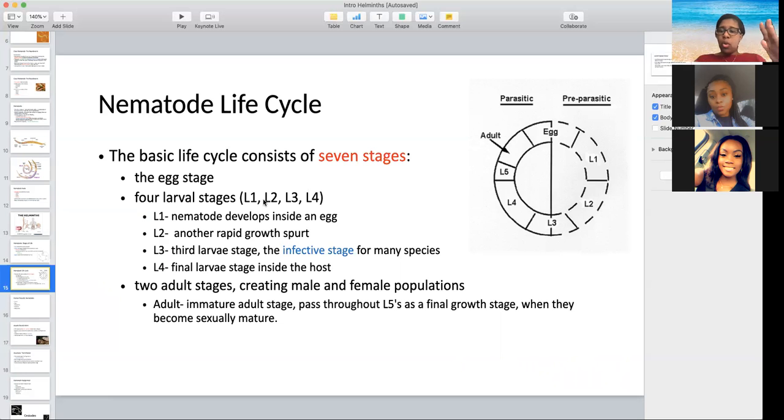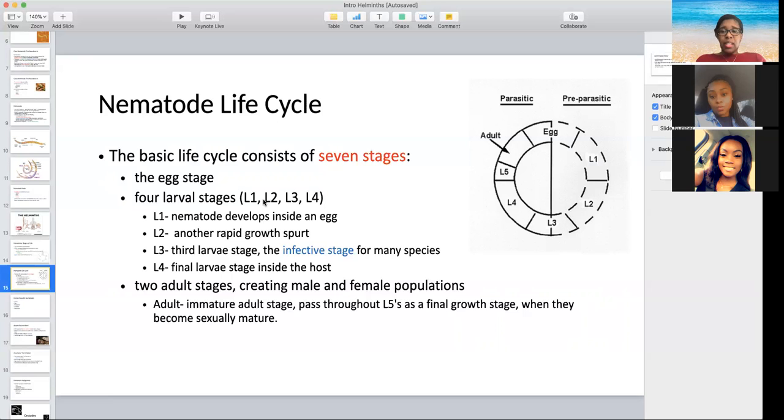L1 is the sort of embryonic stage, if you will, where this organism is developing inside of the egg. L2 is, again, some internal growth spurts taking place. During this 3rd or L3 larval stage, this is going to be the infective stage for this particular larvae. L4 is the final larval stage inside of the host, and then it's basically going to mature into an adult worm. Okay, 2 adult stages, either we're going to create a male or a female.